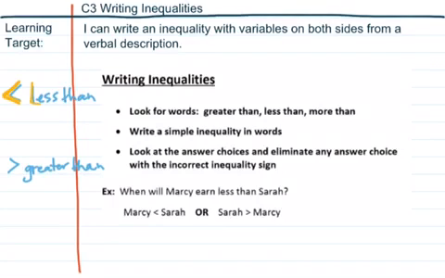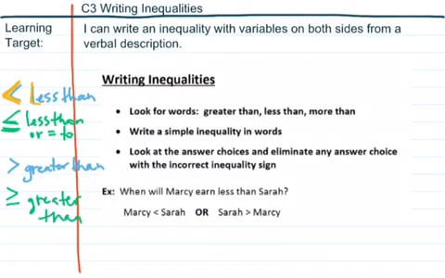Then you also have less than or equal to, like that. This little bar right here represents an equal sign. So this is less than or equal to. And then, going along with the greater than, you've got greater than or equal to. Okay, and we're going to go on to the next slide for an example.